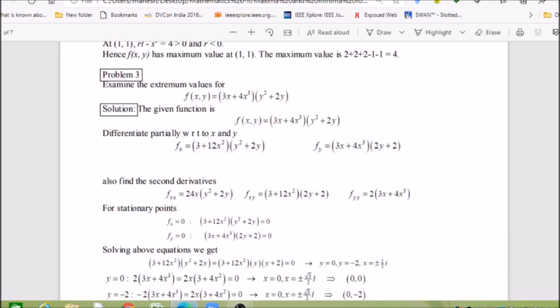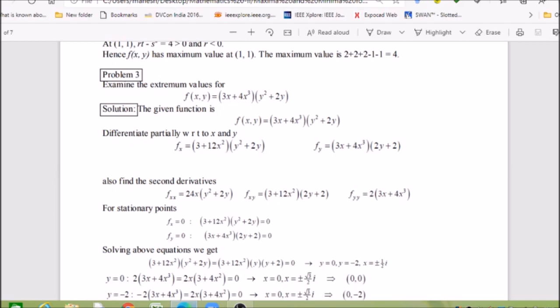Another problem on two variables. Examine the extremum values for f(x, y) = 3x + 4x³y² + 2y. Differentiate partially with respect to x and y the given function. We get fx = 3 + 12x²y² + 2y. fy = 3x + 4x³·2y + 2.